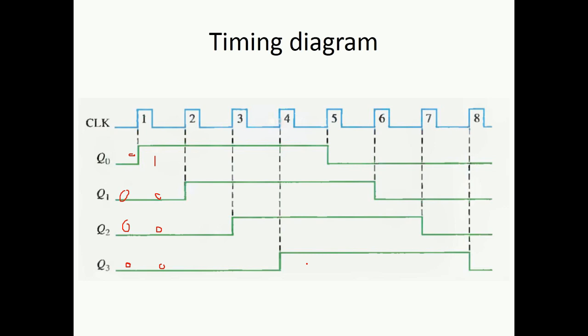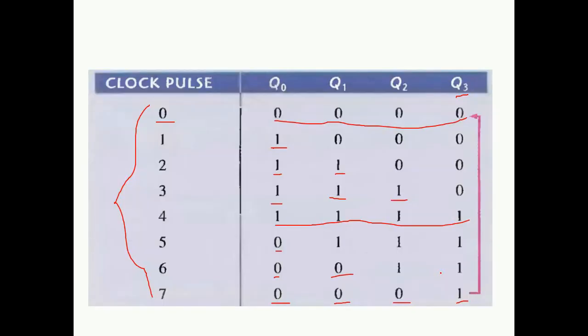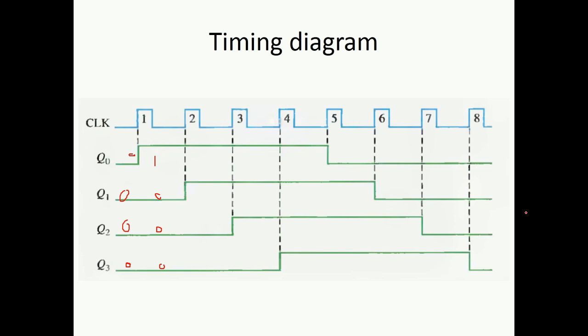Now afterwards, 0 will be added over here. So 0, 1, 1, 1, then 0, 0, 1, 1, then 0, 0, 0, 1. You can refer to it over here as well. And then we have 0, 0, 0, 0, that is the last value.